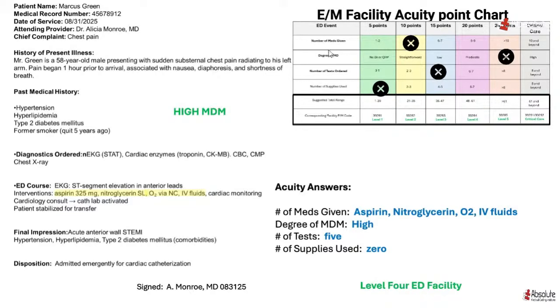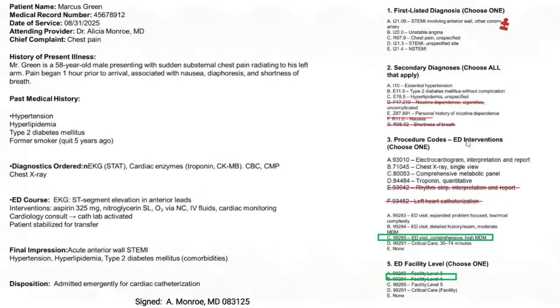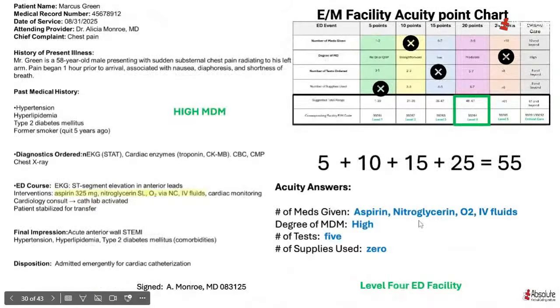All right. So the number of meds given, 10. The degree of the MDM, 25. The number of tests ordered, 5. And the number of supplies, 0. All right, now we add them up. 5 plus 10 plus 15 plus 25 is 55. So if we look for 55 on this chart, 55 falls here. So this is a level 4 facility.